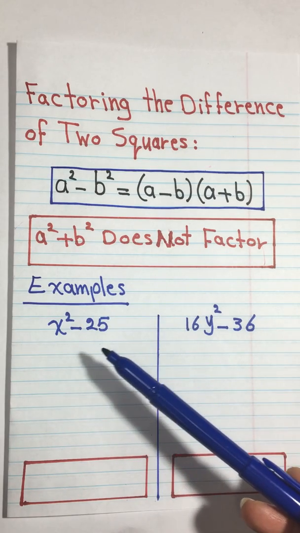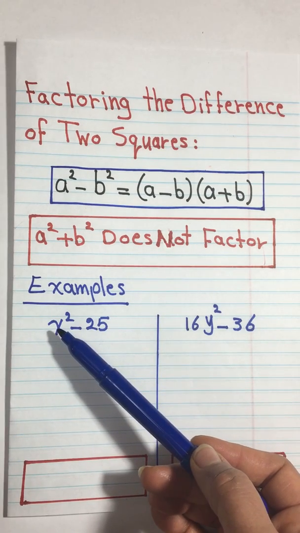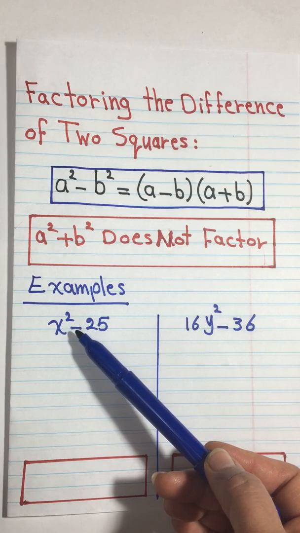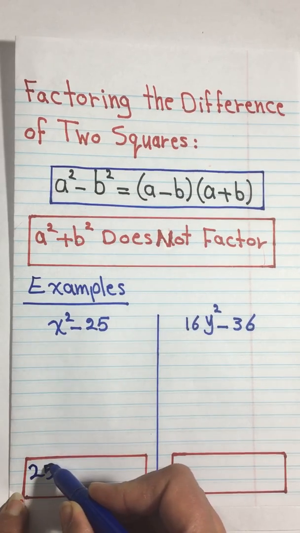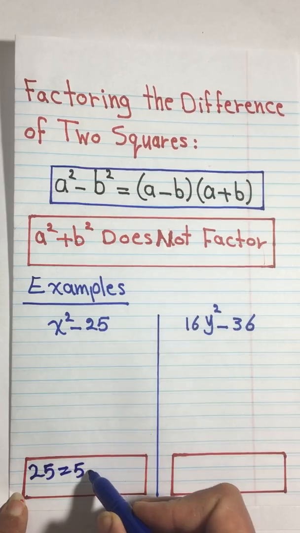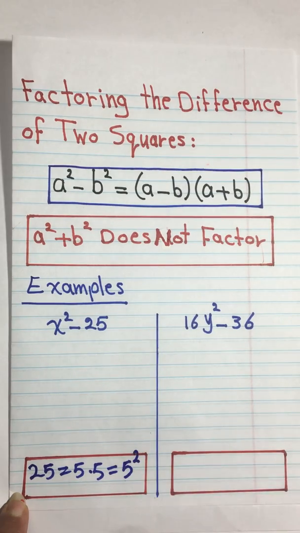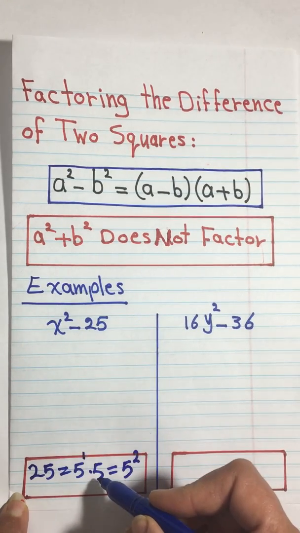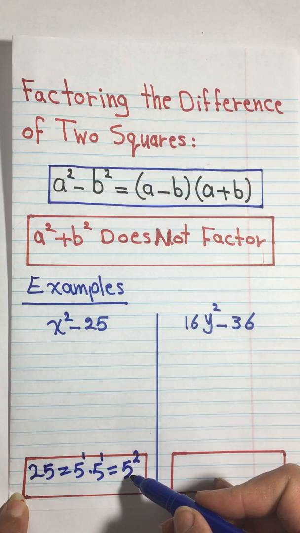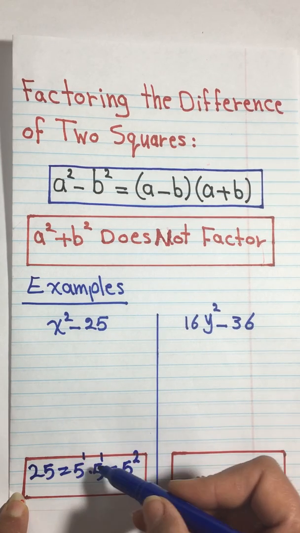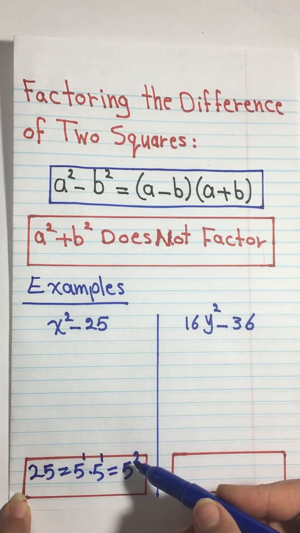Examples: x squared minus 25. If I want to factor, I can see I have a perfect square and a negative, and 25 equals 5 times 5, which is 5 squared, because the power for this 5 is 1 and the power for the other 5 is 1. When I multiply the same bases, I keep the base and add up the powers. 1 plus 1 is 2. So 25 equals 5 squared, or 5 to the power 2.